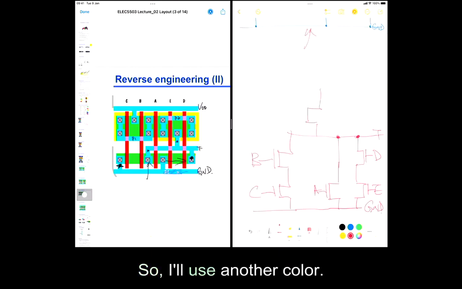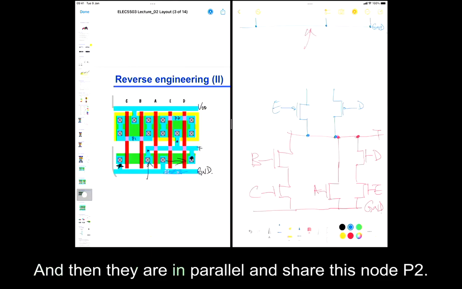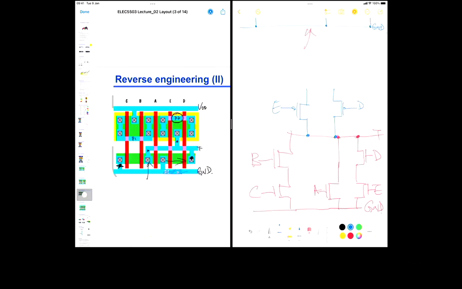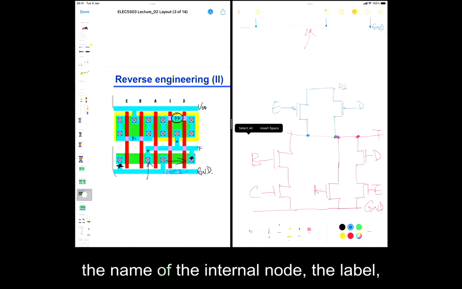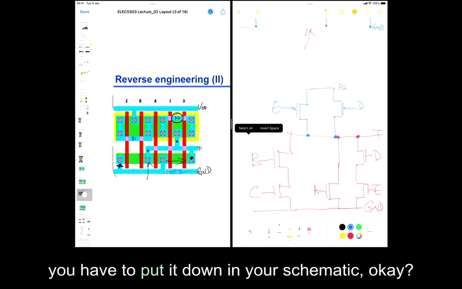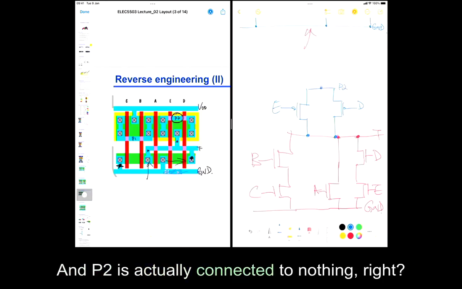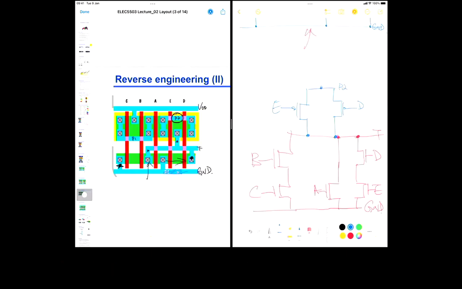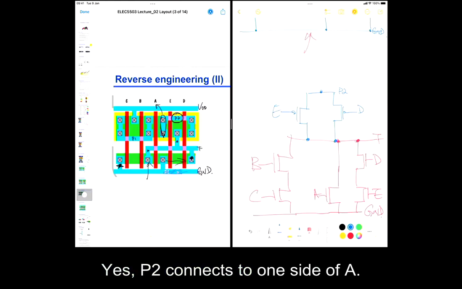So I'll use another color. It connects to E and D, okay? And then they are in parallel and share this node P2. So I have P2. If in your test I've given you the name of the internal node, the label, you have to put it down in your schematic. Okay, don't forget that. And P2 is actually connected to nothing, right? Or is it connected to something? Yes, P2 connects to one side of A.